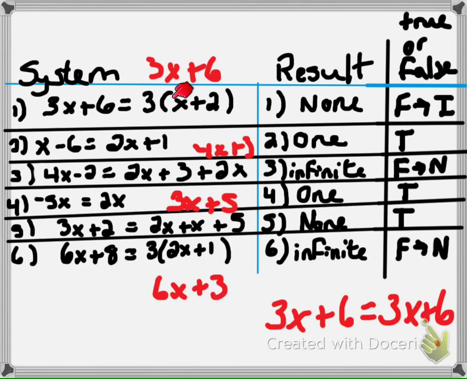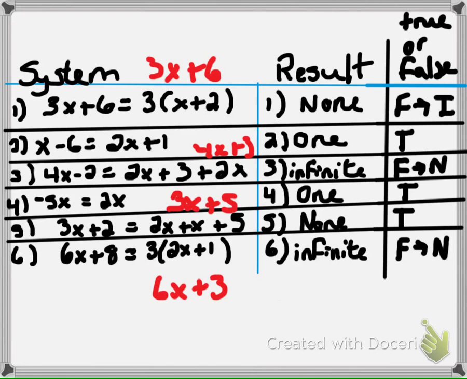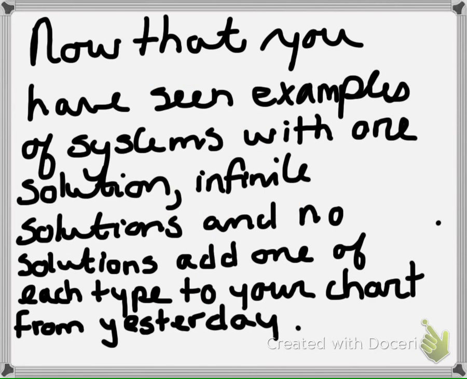It's true that this does have infinite solutions, but make it a little harder so that someone would have to look at simplifying, just like we simplified here by distributing, and over here you had to simplify by combining like terms, and same thing here. Here you had to distribute. Don't make the problem so easy that you didn't even have to think about it to get them in the right columns. So last thing, now that you've seen examples of systems with one solution, infinite solutions, and no solutions, add one of each type to your chart from yesterday.